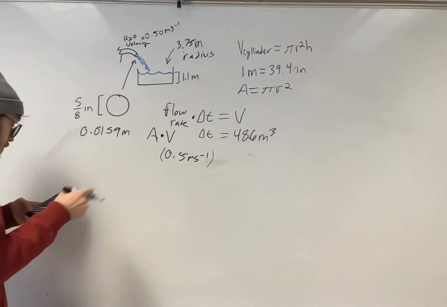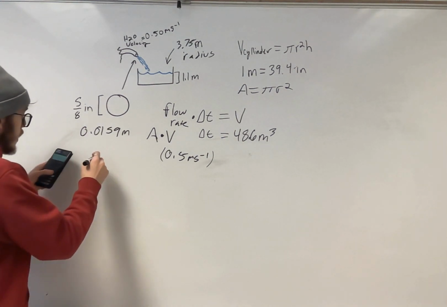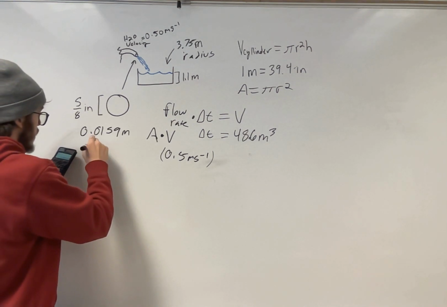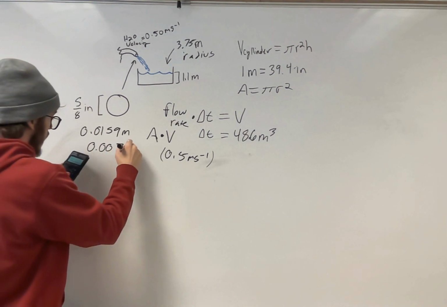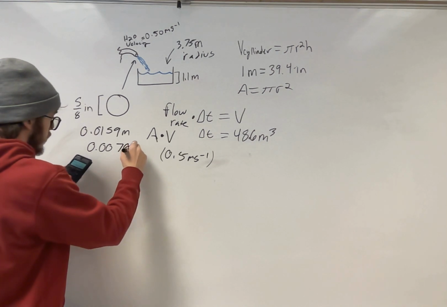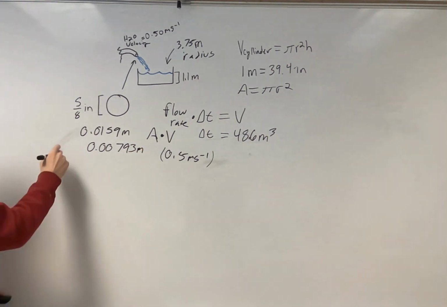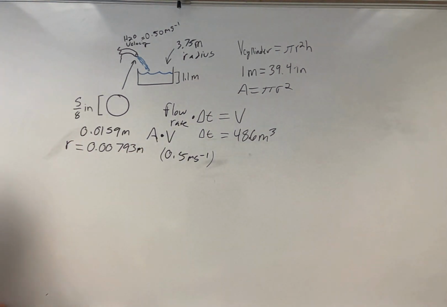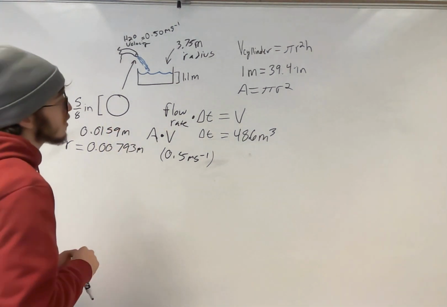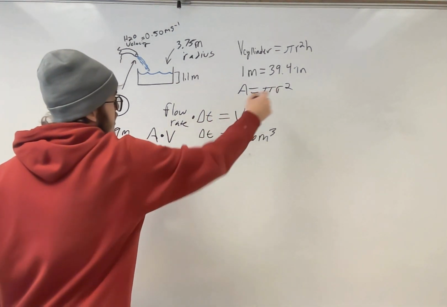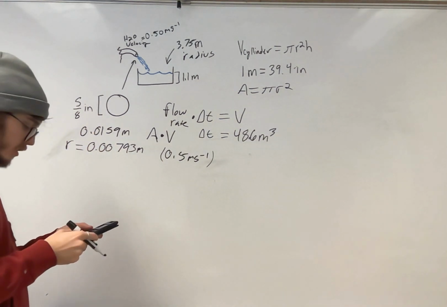Okay, so let's just divide it by 2. Let's see what we get. We are going to get 0.0079, and we'll keep it consistent. This is our radius. Our radius is equal to 0.00793 meters. Now we can find the area of that circle. We just have to plug the radius in here, right? So let's go ahead and do that.